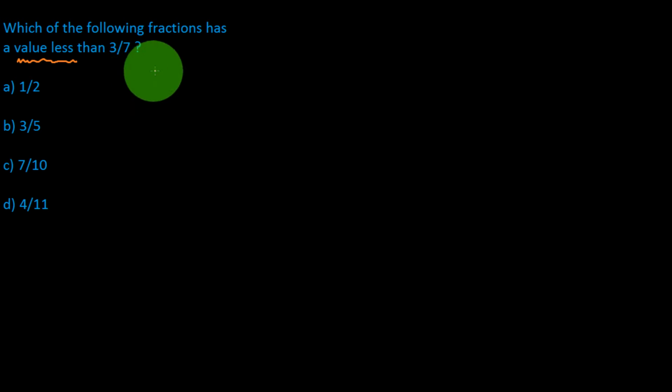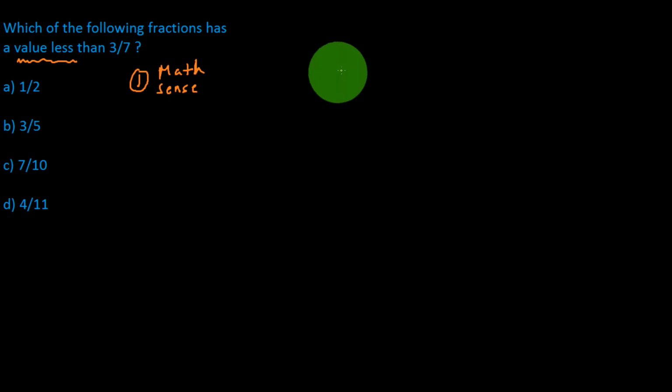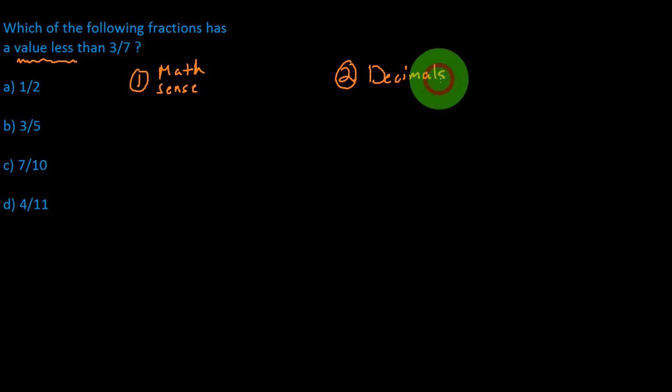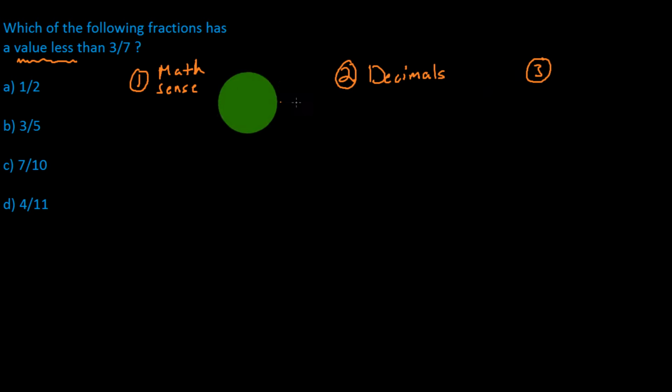Well, there's a few different ways we can solve this problem. The first way, I'm just going to put a 1 here for our first option, is to use Mr. G's method, which is math sense. Just use your brain and your knowledge of math. So math sense, and let's fix that H real quick. There we go, math sense. A second option is we can turn these fractions into decimals and compare the decimals, and we'll do that a little bit. And then a third way, so over here I'm just going to make a third option, is to take these fractions and find a common denominator.